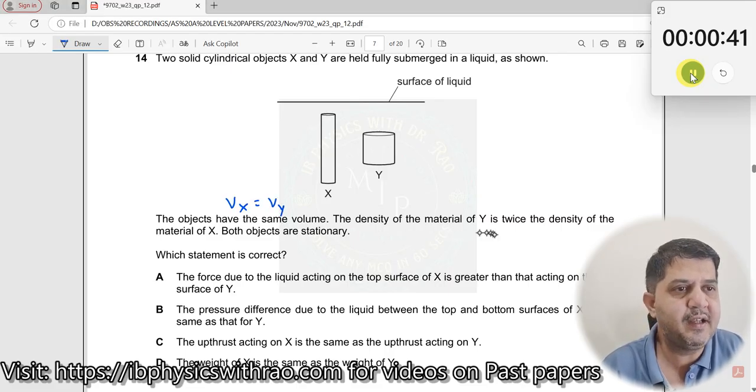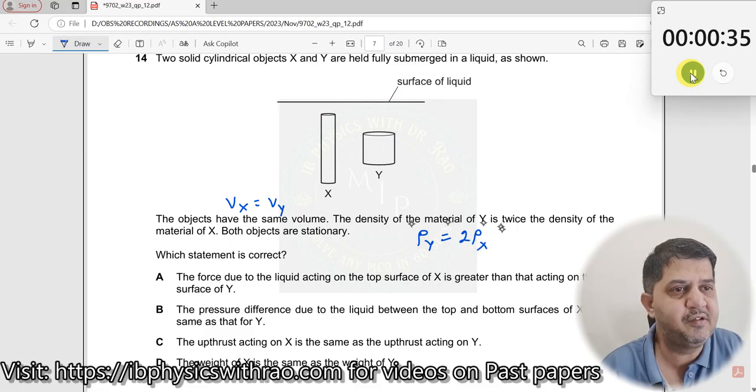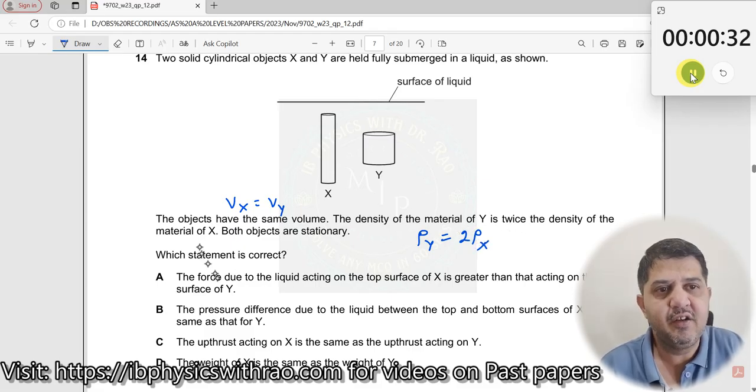Density of the material Y is twice that of the density of material of X. So I can now write rho Y is equal to 2 times rho X. As you read the statement, write it mathematically. Both objects are stationary. Which statement is correct?